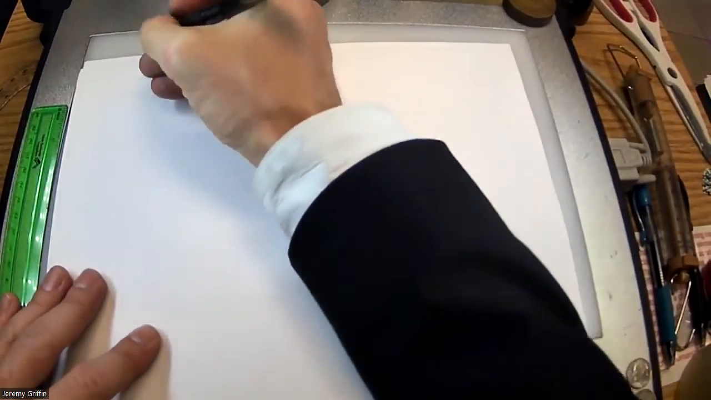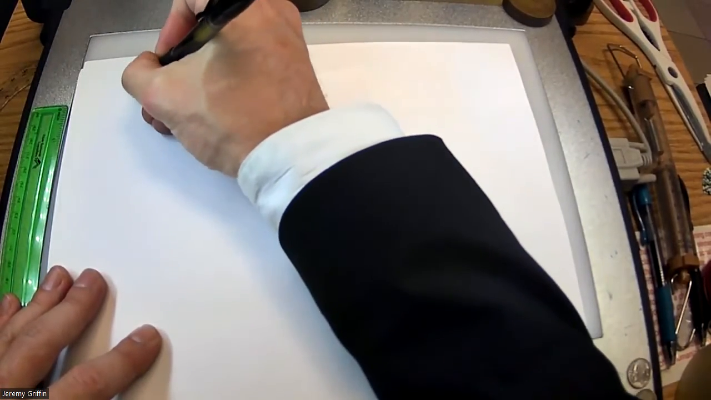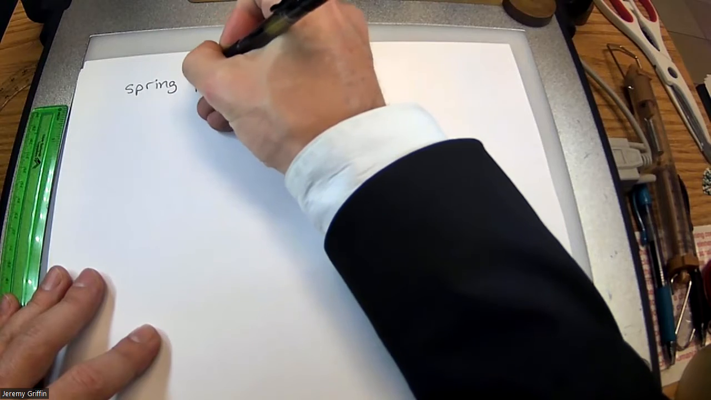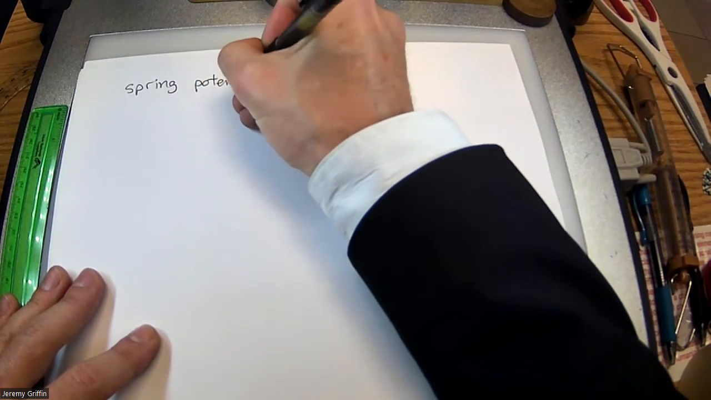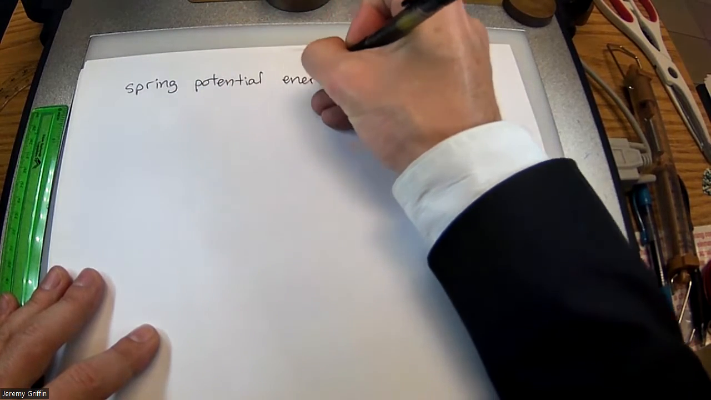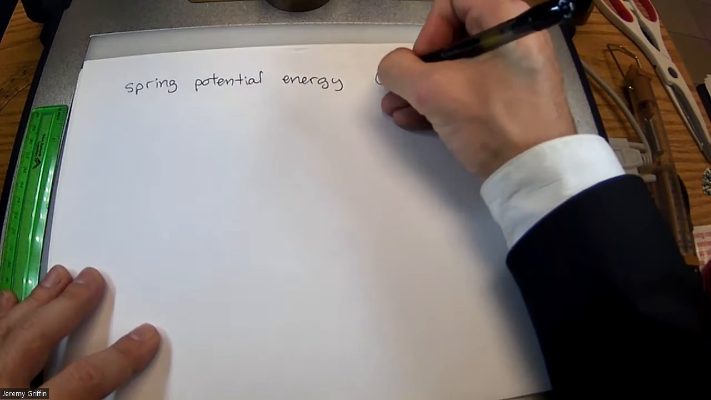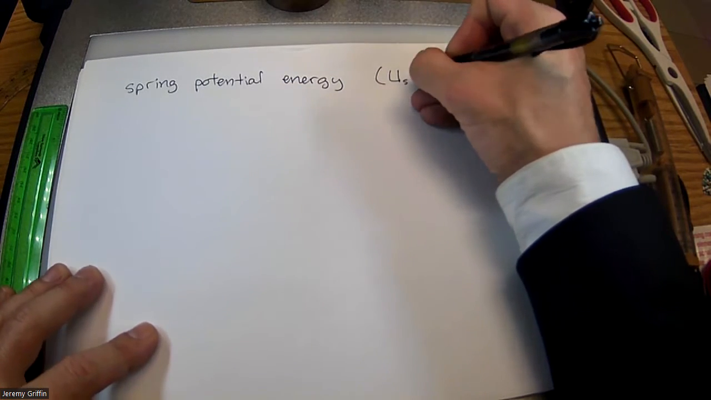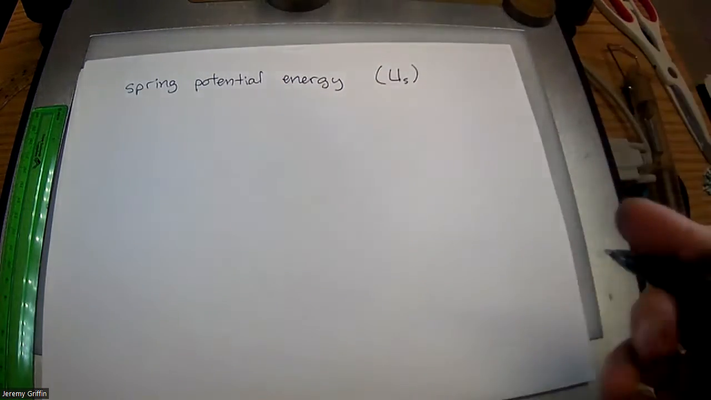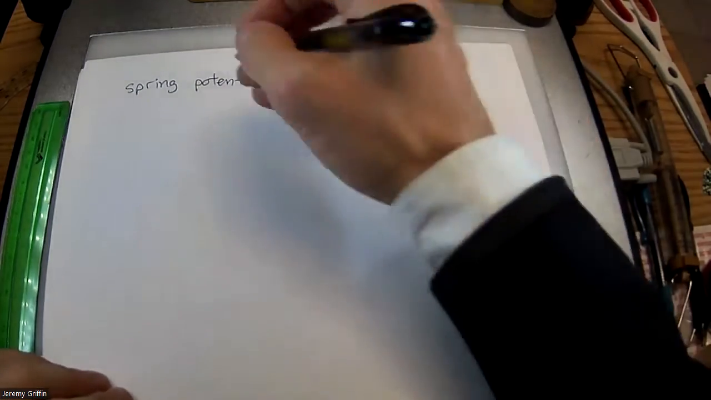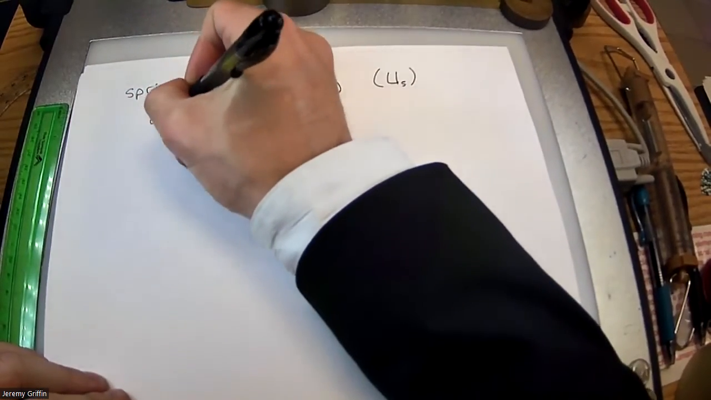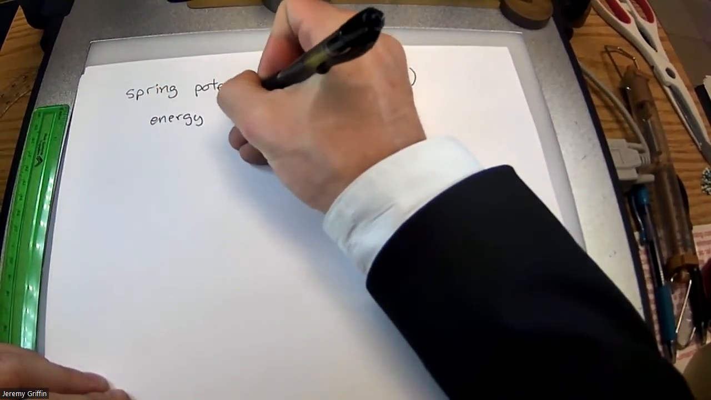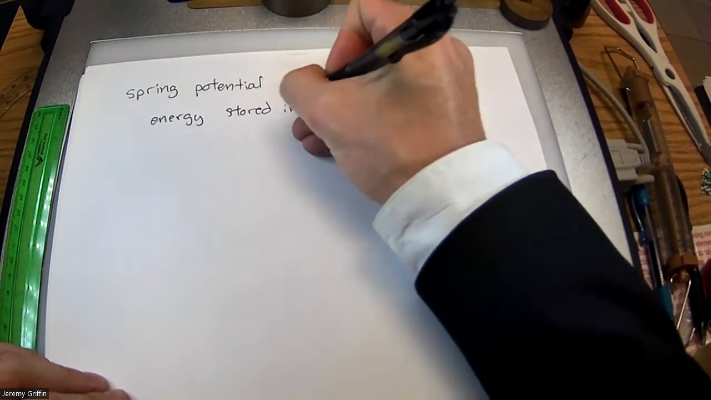And what could this be called? This is also a type of potential energy, but I'll call it spring potential energy. The symbol for that is also going to be U for potential energy, but I'll throw a little subscript S on it, or if you see PE sub S, something like that. This could be energy stored in a spring.